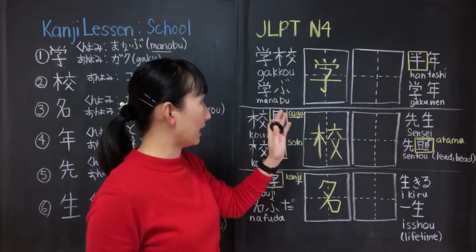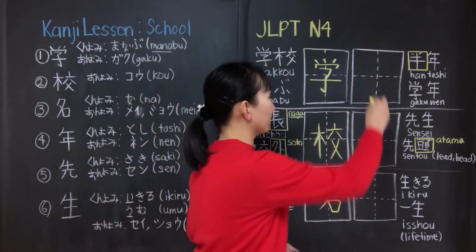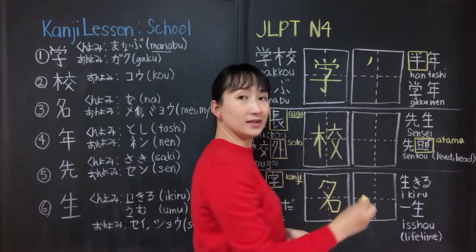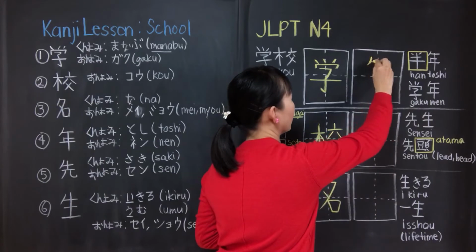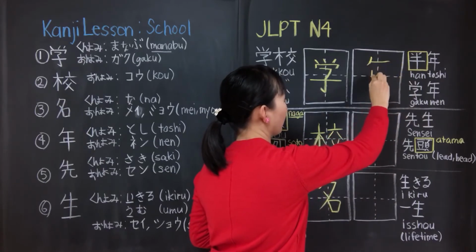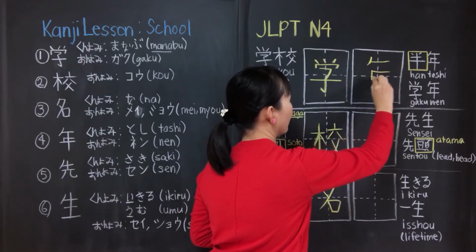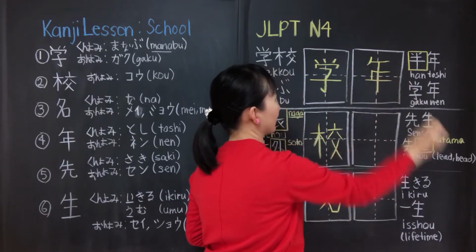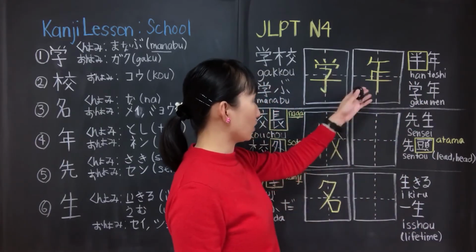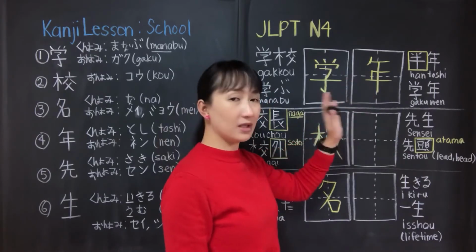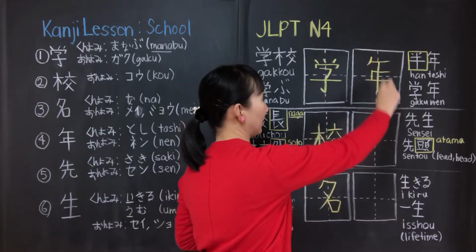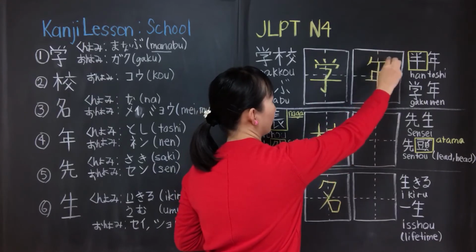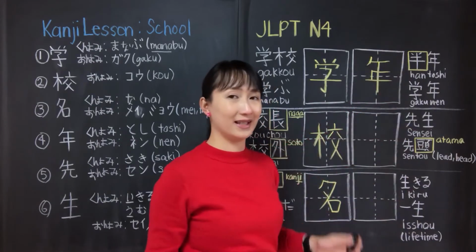This is how we write toshi. 1, 2, 3, 4, 5, 6. This is toshi or nen. Please be reminded that the middle line should not go over the first horizontal line.